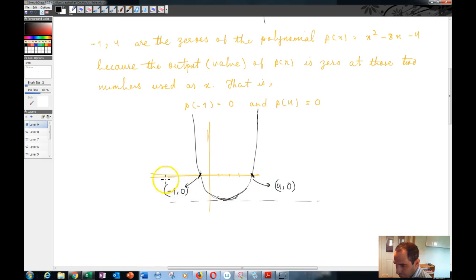And you see that at both of these points, since both of these points are located on the x-axis, the output of the function in both cases is 0. So that means that any point that you find on the x-axis, at those points the output of the function is 0, because it's on the x-axis, inherently the output of the function is always equal to 0.